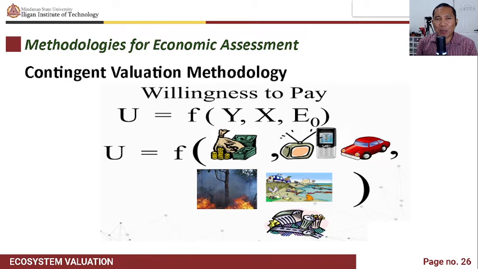So in a contingent valuation methodology, the willingness to pay is represented by the U, or the utility function, again, the satisfaction as a function of the income. X would be for the prices you pay for the goods or services. In this case, we have here in the picture the TV set, the cell phone, and the car. And E sub 0 is the initial environmental condition. So we have here the forest affected by forest fires, the polluted Bay Area, and the solid waste.